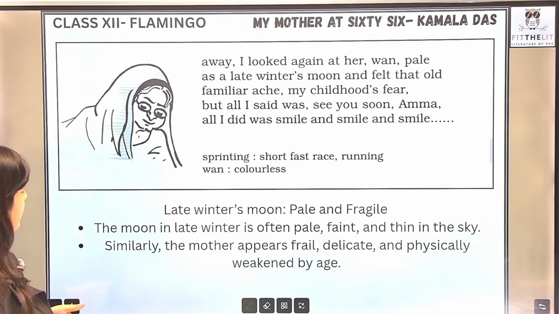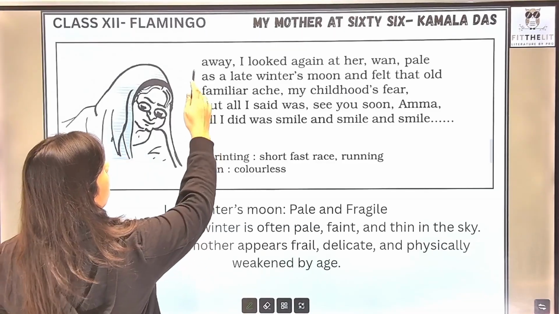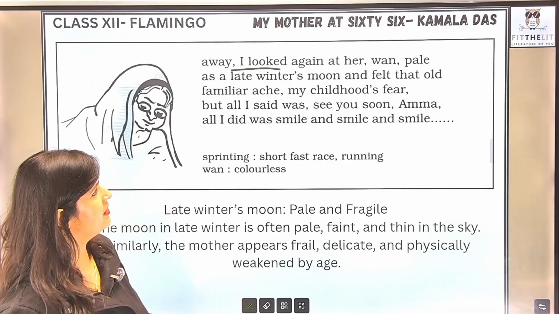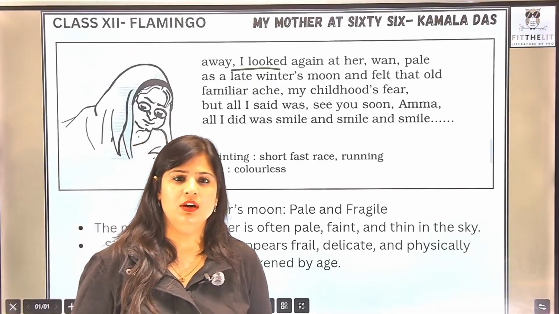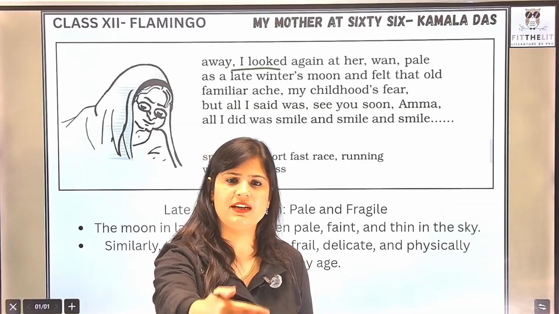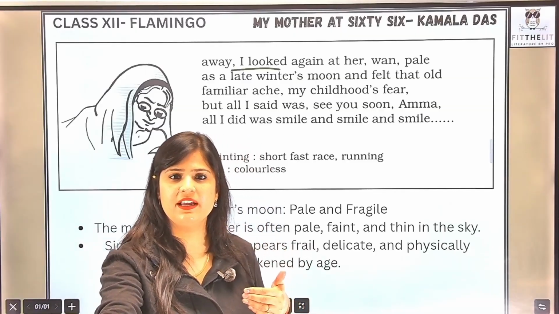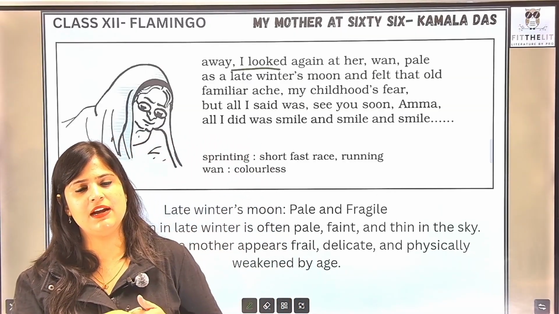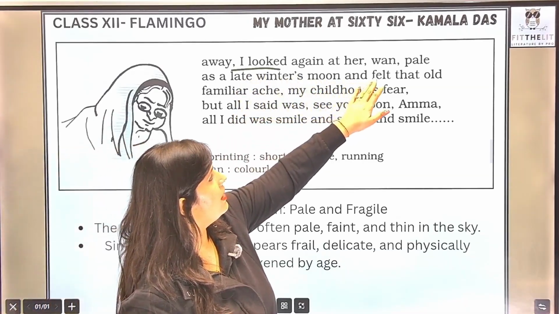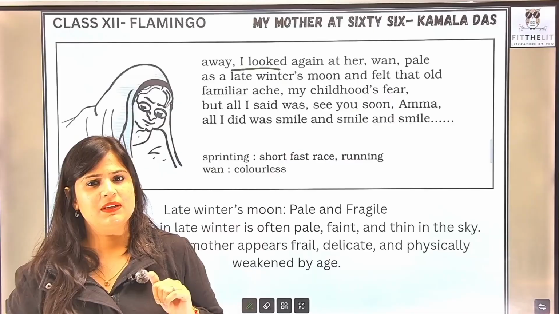Standing a few yards away from her mother, I looked at her again, wan, pale as late winter's moon. So, when she is standing after the security check and she is looking at her mother again, वो distance पे खड़े हैं, right? Distance पे खड़े हैं, and again she looks at her mother. Wan, pale. And now how does the mother appear?